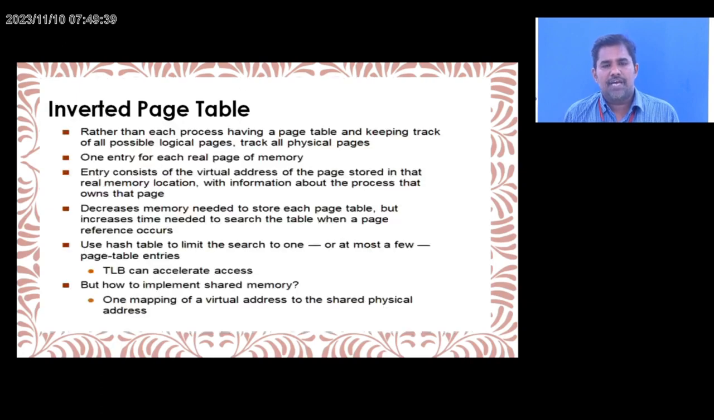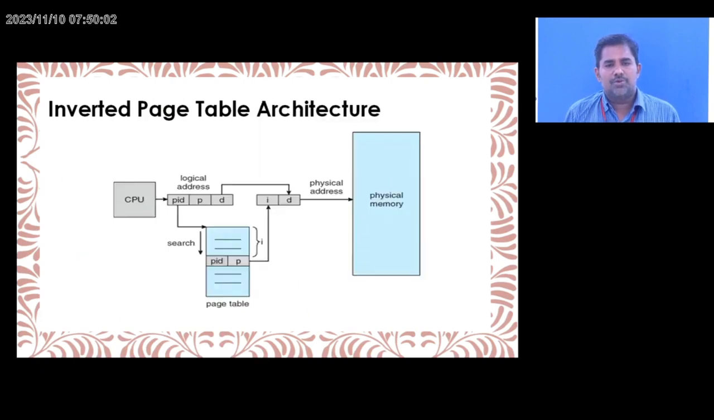One more is the inverted page table. Rather than each process having a page table and keeping track of all possible logical addresses, we track all physical pages, with one entry for each real page of memory. The entry consists of the virtual address of the page stored in that real memory location, with information about the process that owns the page. This is shown in the inverted page table architecture. We have a CPU, and next to the CPU we have the PID and then P and D. After that we are linked to the page table, and then the offset value links the page to the frame.